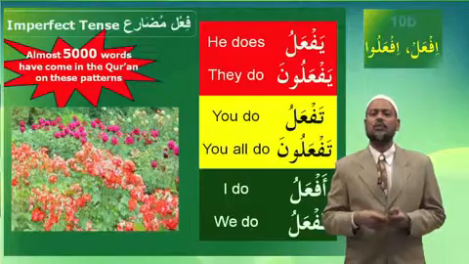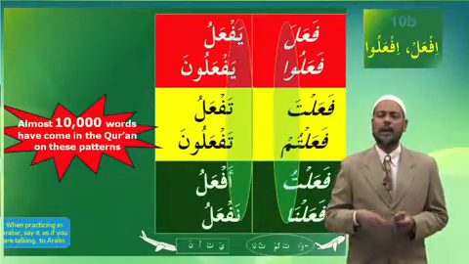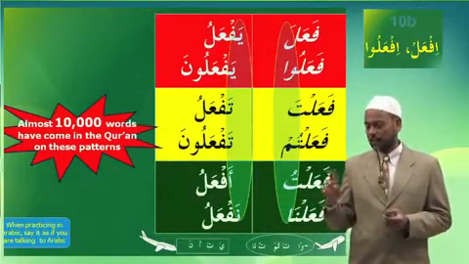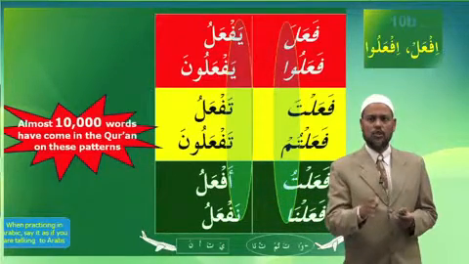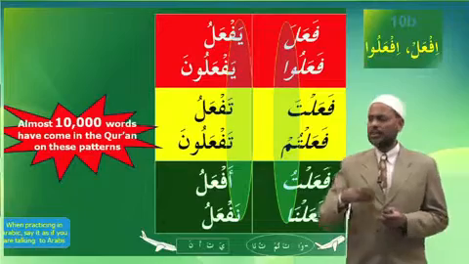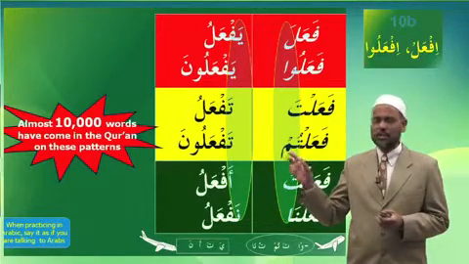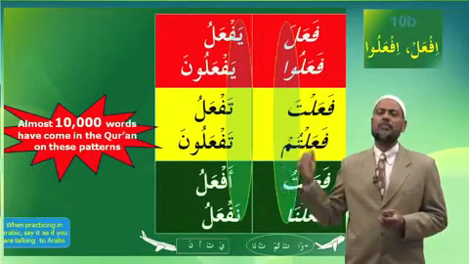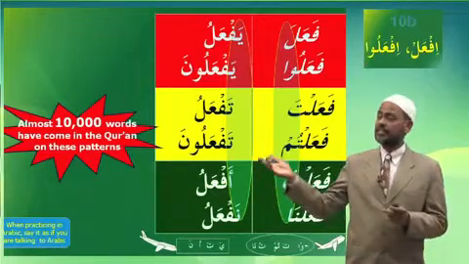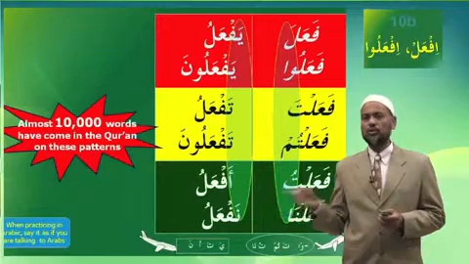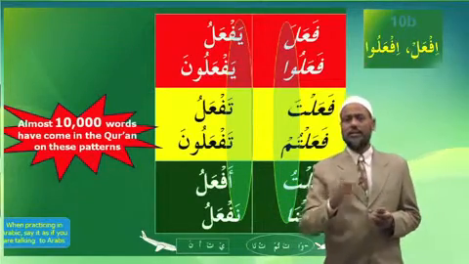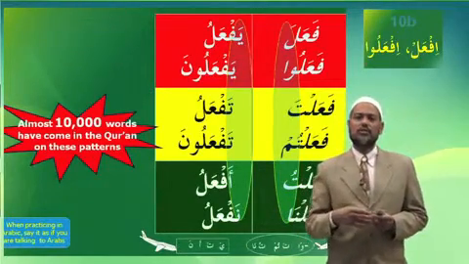And we have seen that in fi'l madi, the endings change. Fa'ala, fa'alu, fa'alta, fa'altum, fa'altu, fa'alna. Something has gone, so the ends are visible, and using the ends, we can know what has gone. Similarly here, checking the ends, fa'alta, you have done it. Fa'altum, you all have done it. Fa'altu, I have done it, and so on.